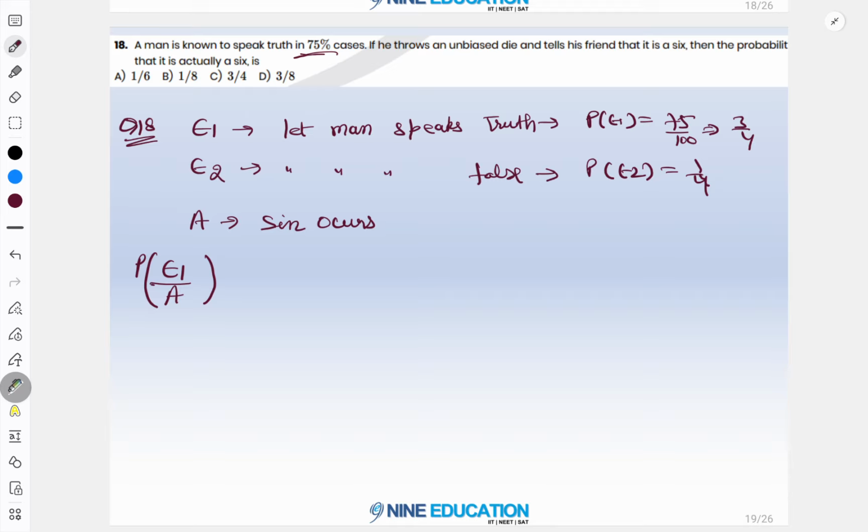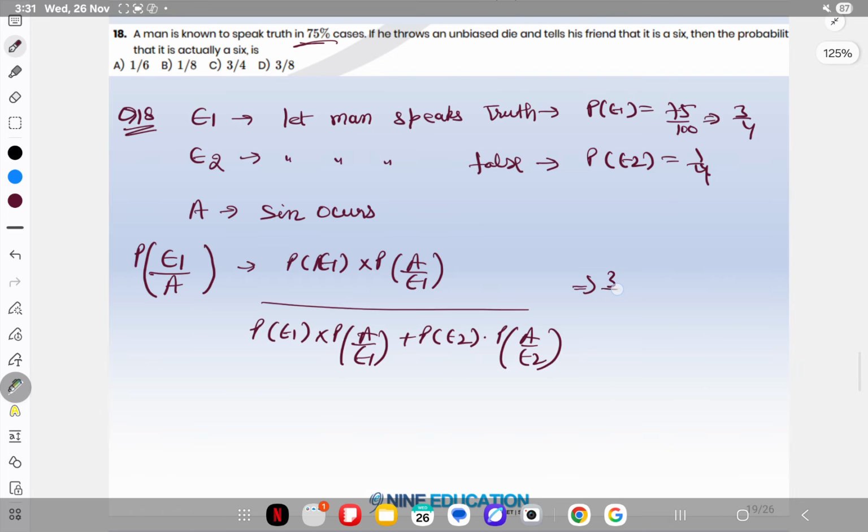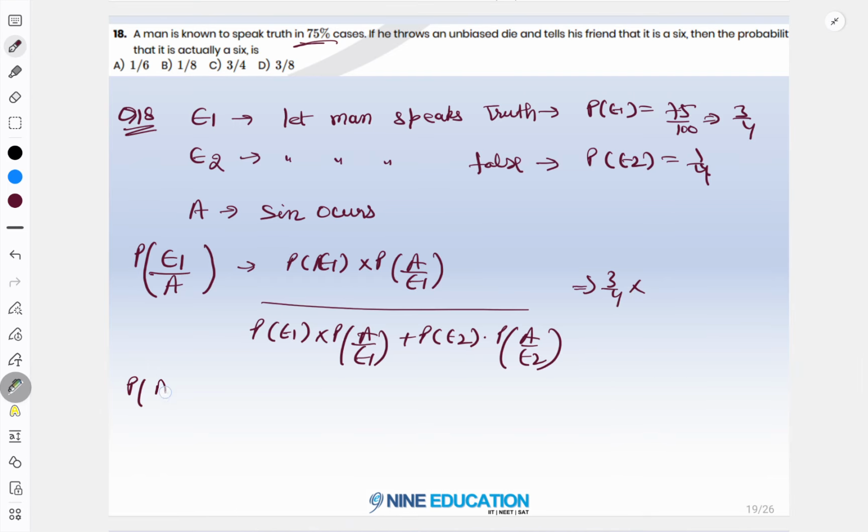Actually 6 means that 6 occurs, then the man was speaking the truth. So that is equal to probability of E1 into probability of A by E1, divided by probability of E1 into probability of A by E1 plus probability of E2 into probability of A by E2. Now probability of E1 is 3 by 4, into probability of A by E1. It means that given the man speaks truth, the die shows 6. What does that mean? It means that your die is actually getting a 6.